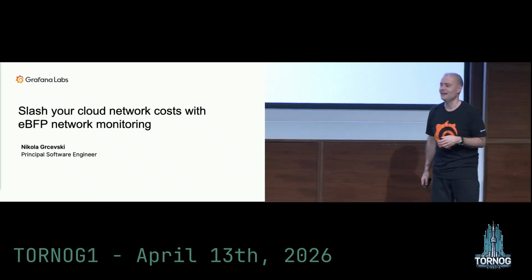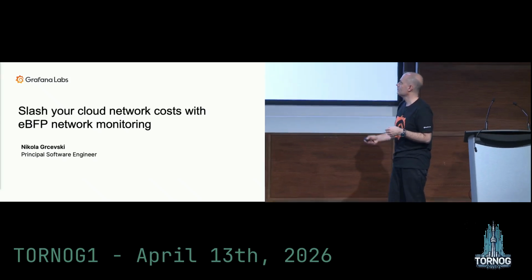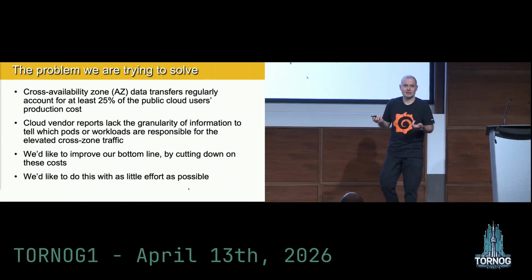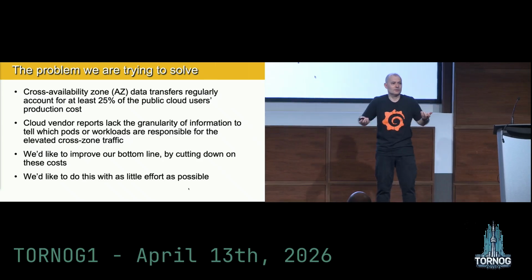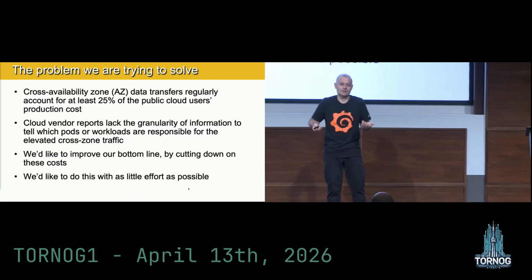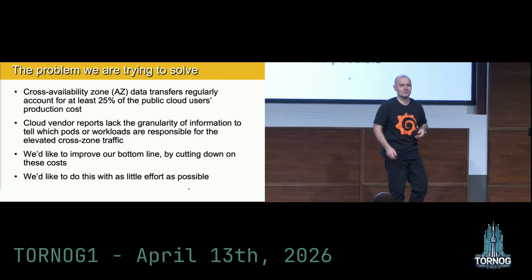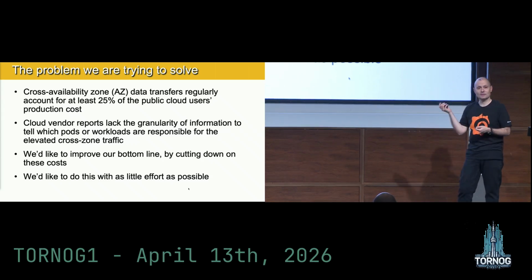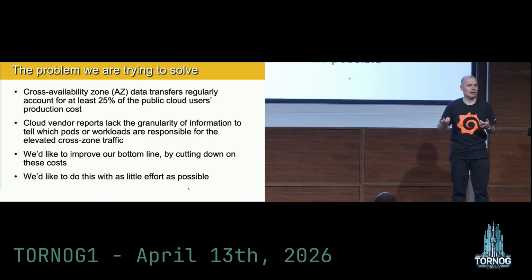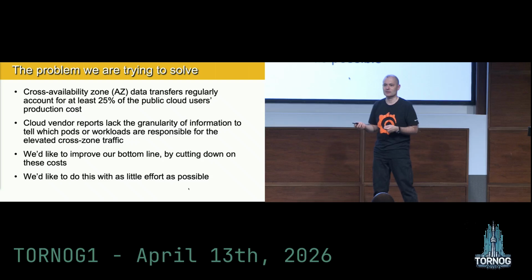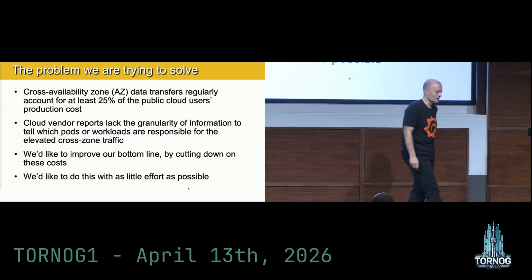So what I'm going to talk about here today is a specific thing that we at Grafana Labs had struggled a lot with, because we try to make our software as cheap as possible for the end users, maybe increase our profit, maybe make it cheap for the end users. But apparently, cross-availability zone traffic accounts for about 25% of people's network cost in cloud. So what does this mean?